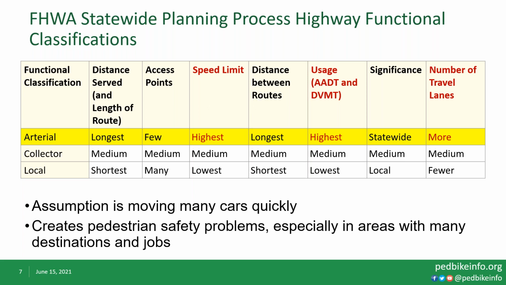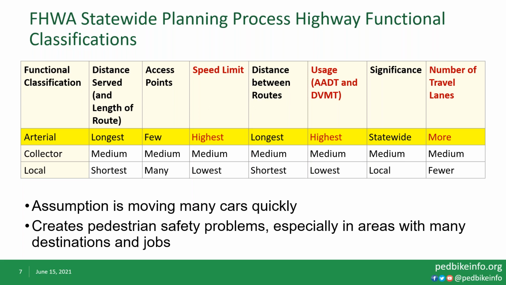The chart that's highlighted on the slide now talks about characteristics relating to the highway functional classification system. And the chart highlights a problematic reality from a pedestrian standpoint. Commercial development, destinations, and transit are located along arterial streets. And this can create potentially dangerous interactions between vehicles and pedestrians.